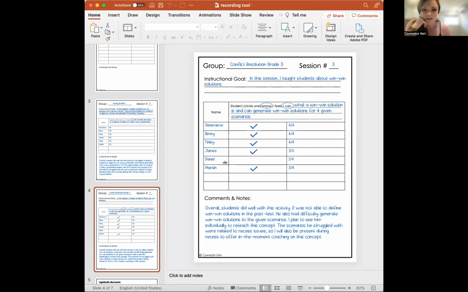So you can see everyone but Daniel was able to define what a win-win solution is. Now we look at the second part. Can they generate win-win solutions for 4 given scenarios? Looks like everybody did pretty well.